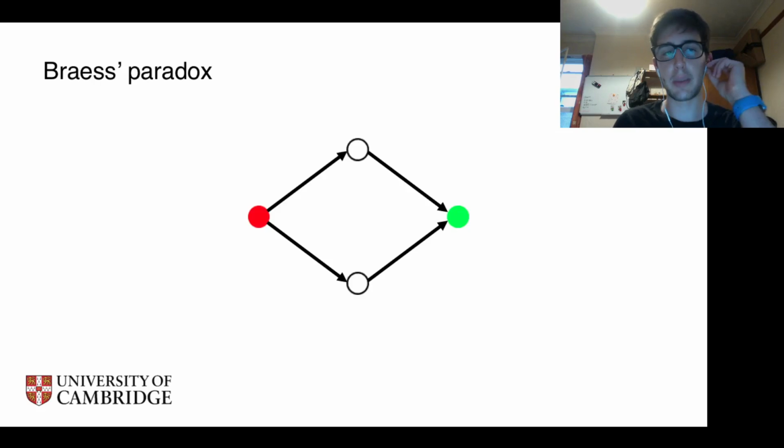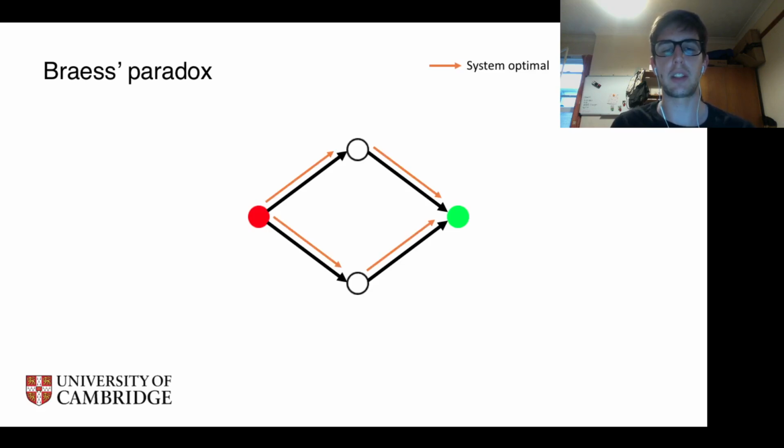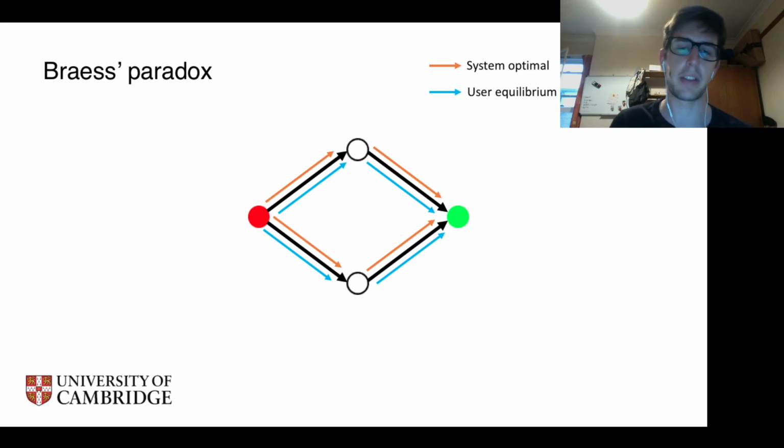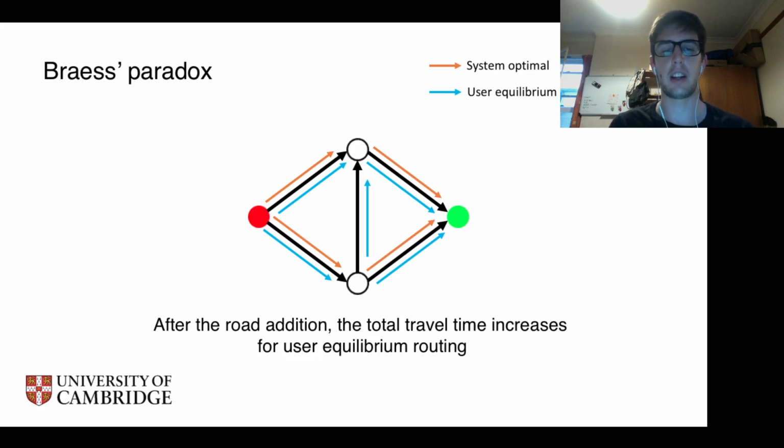Now that we know what routing is, there is a very famous paradox called the Braess paradox, which is as follows. This is a simple network with 4 intersections, and we can see that under some conditions stated in the paradox, the system optimal flow splits perfectly in the two paths available, and also the user equilibrium paths are the same. But if we add this edge over here, which corresponds to a road, under certain cost conditions, some users routed according to user equilibrium will be tricked into taking that path, which is actually not good for the system. Therefore, after the road addition, the total travel time increases for the user equilibrium routing.